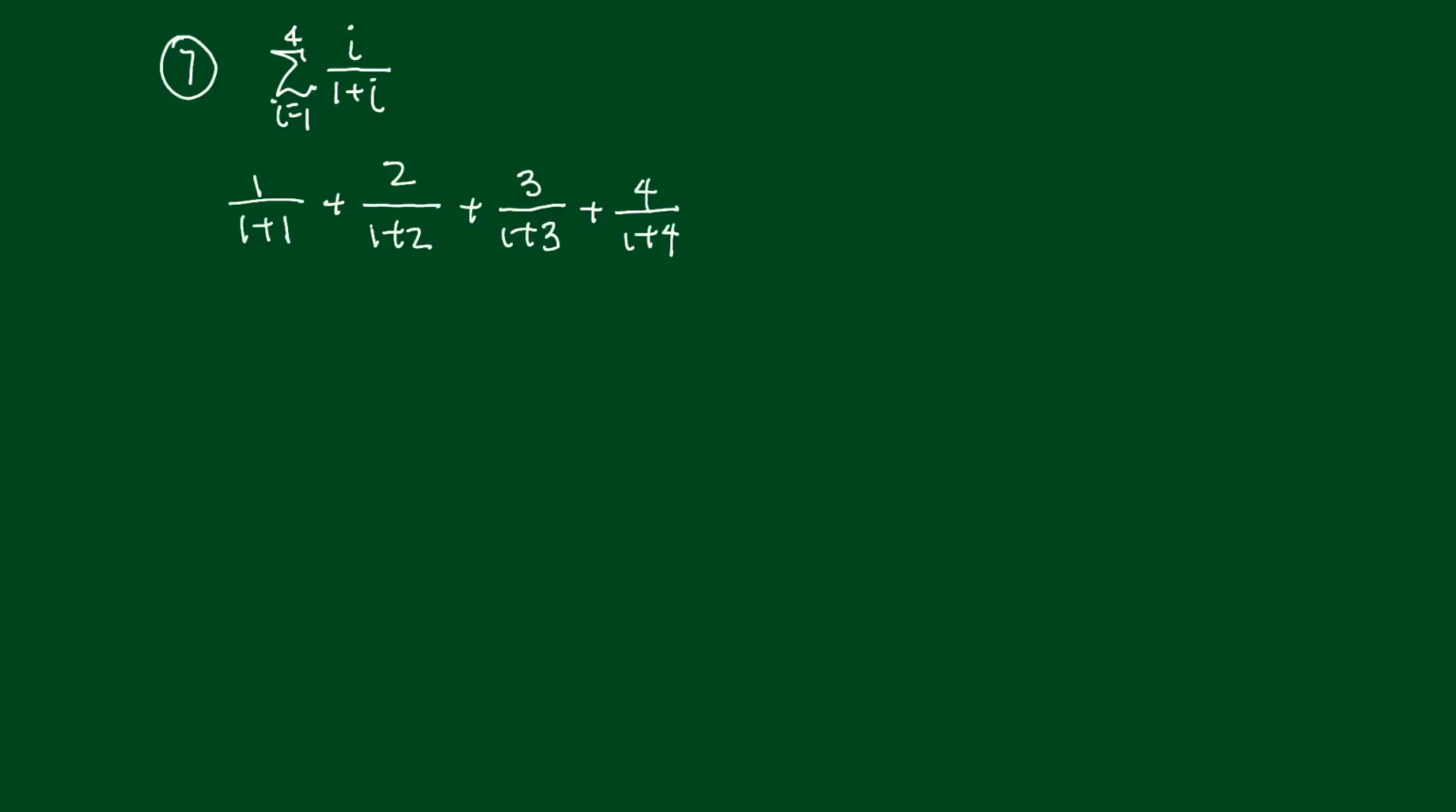And how do we know when to stop? We know when to stop when our top value is reached. So the initial value is at the bottom. Start at 1, 2, 3, and terminate at 4. Let's simplify. So we'll get 1 over 2 plus 2 over 3 plus 3 over 4 plus 4 over 5.